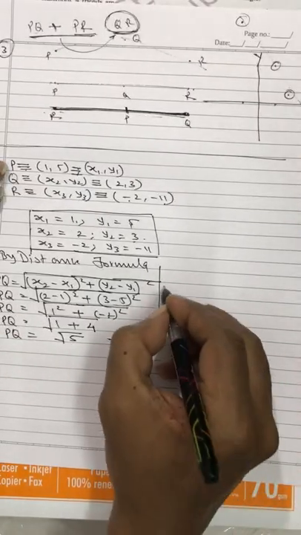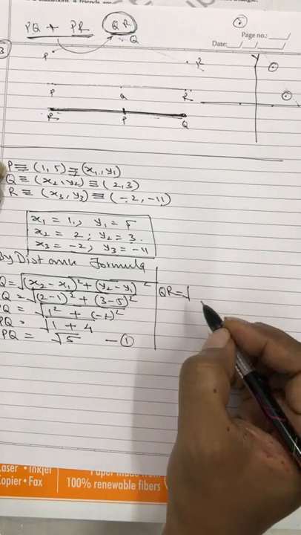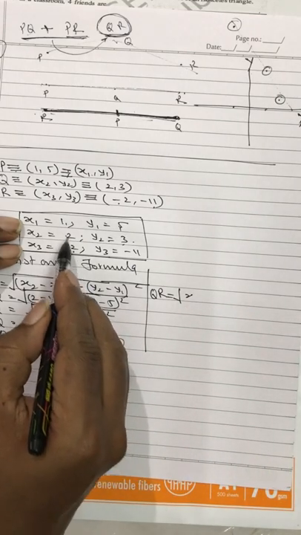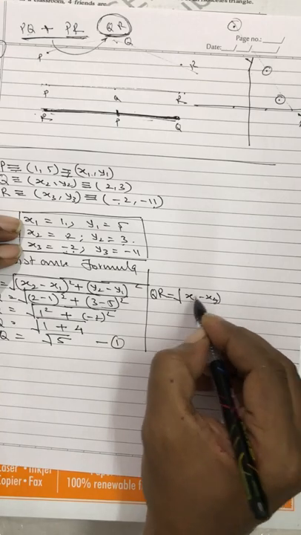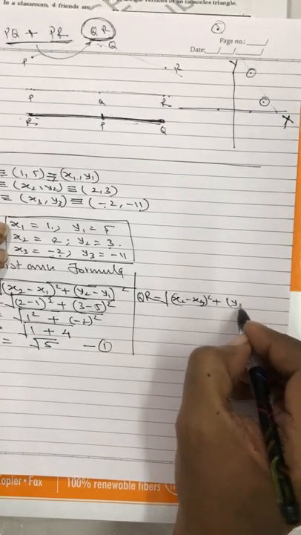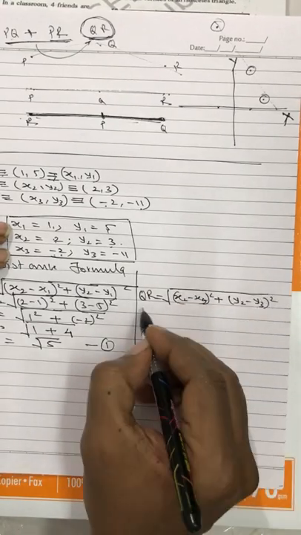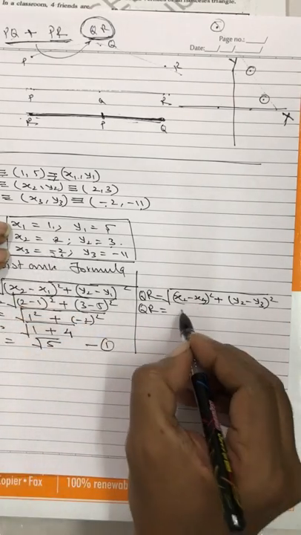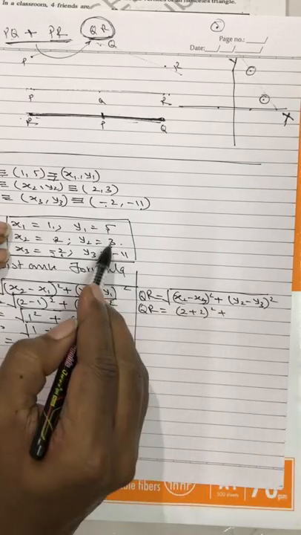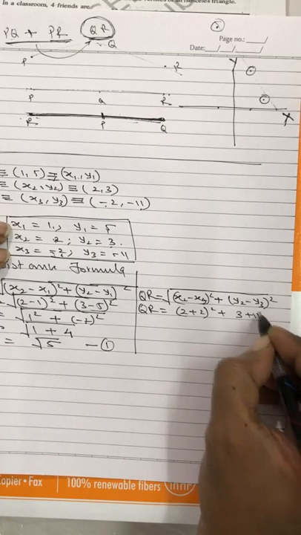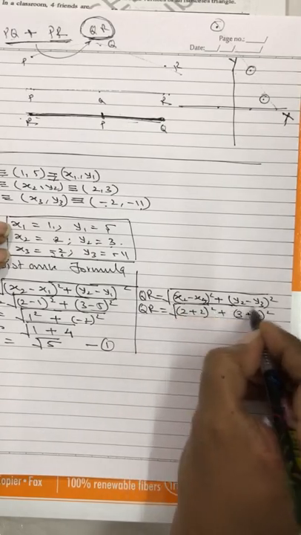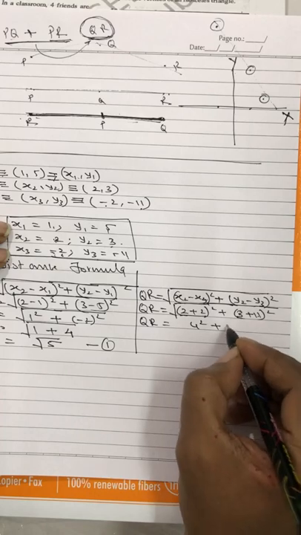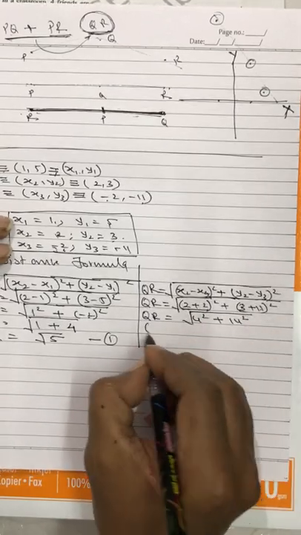Similarly, I will go to find QR. QR is equal to what? Now QR is dealing with points 3 and 2. Since x3 is negative, I will write x2 minus x3 the whole square plus y2 minus y3 the whole square, and then root of this. So QR is equal to root of 2 minus minus 2, that will be 2 plus 2 the whole square, plus 3 minus minus 11, that will be 3 plus 11 the whole square. That's why I wrote negative behind. QR is equal to 2 plus 2 is 4 square plus 11, 12, 13, 14 square. Again, square root of this.